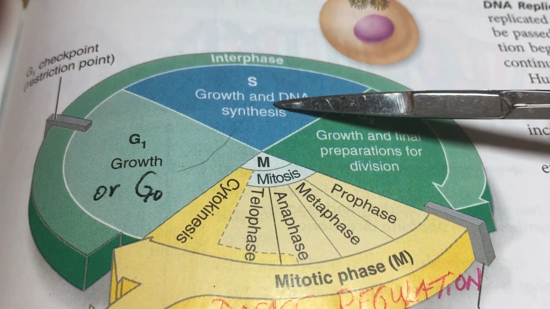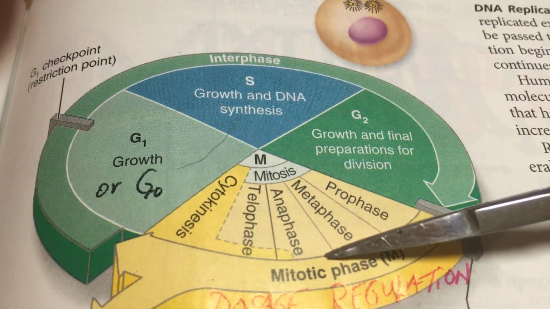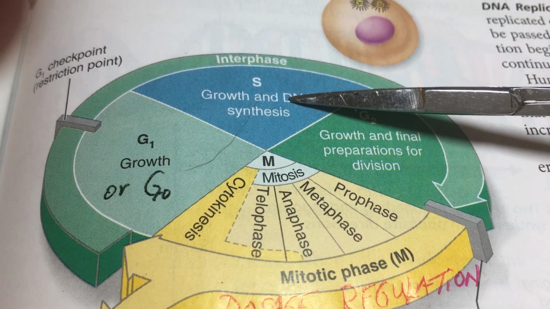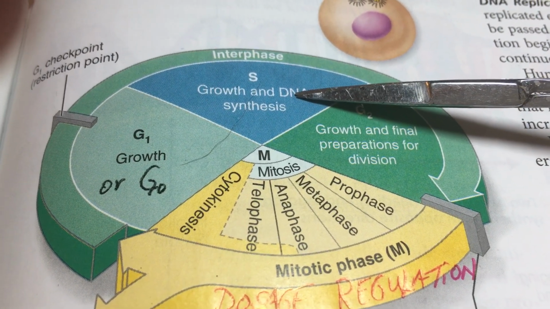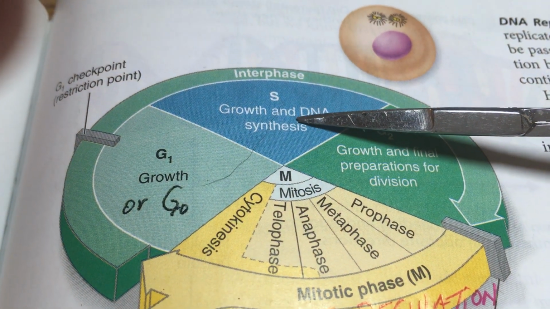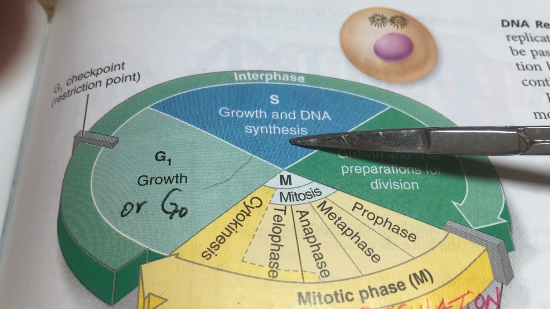There's also going to be other things, centrioles that get replicated, so things that have to do with the mitotic event, which I call dosage regulation. That event is going to be predicated on the replication of DNA and the centrioles right here in the S phase. It's S for synthesis.